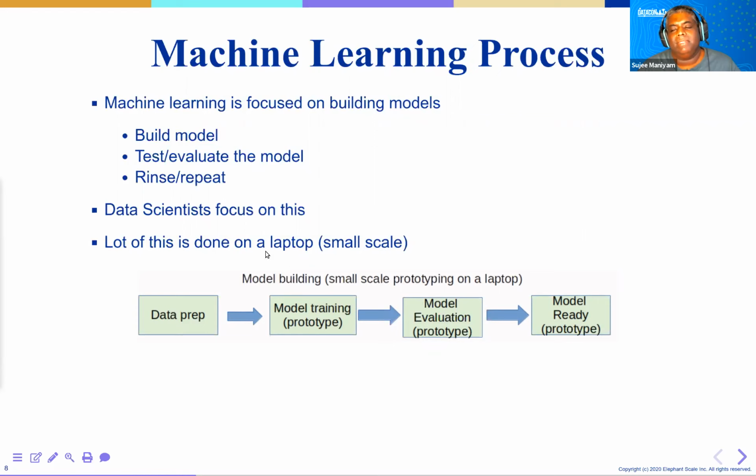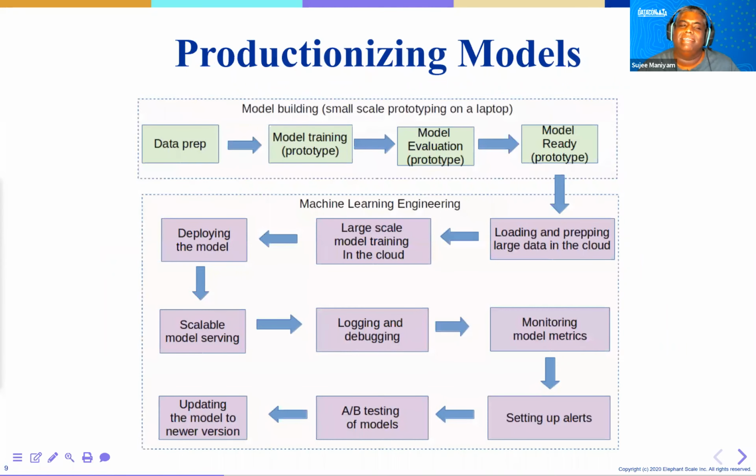Now, where does the machine learning engineer come into the picture? Let me show you guys. Imagine I have the model ready, and this model is ready to go into production. So what does it take to take this model into production? And here's a little flow chart, right? As you can see, the actual model building, which is the green boxes I just showed you guys, is just a small portion of the whole thing, right?